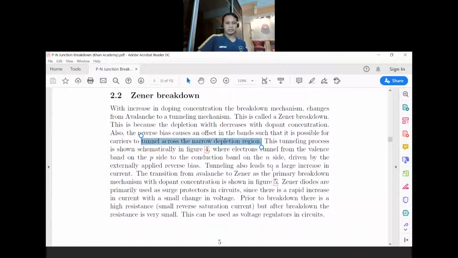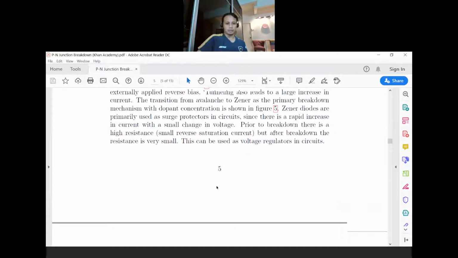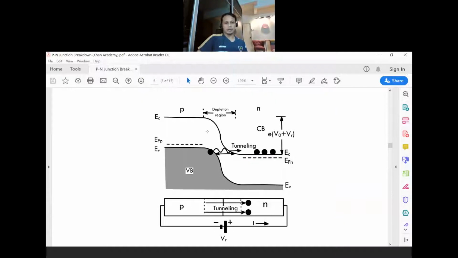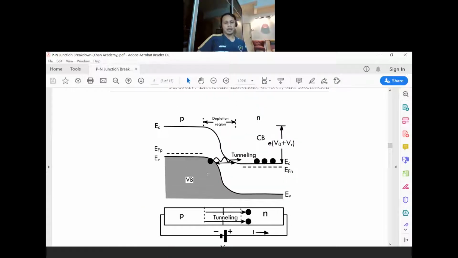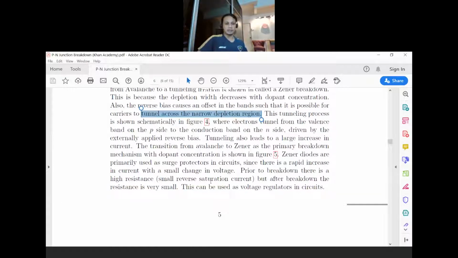This tunneling process is shown in figure 4, right? You can also see down here in figure 4. You can see the valence electron on the p side, on the left hand side. The moment you stretch the reverse bias voltage, the electrons in the p-type valence band can actually tunnel through to the conduction band in the n-type. This can only happen at high doping level, right? At low doping level, just now when we discussed the avalanche effect, there's no tunneling mechanism because the doping level is low.